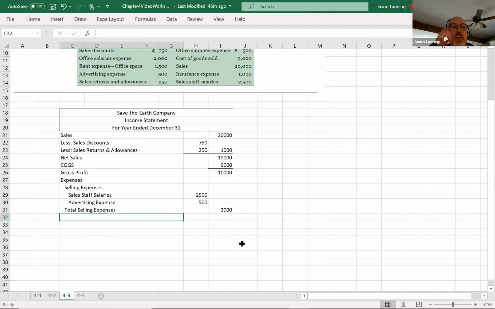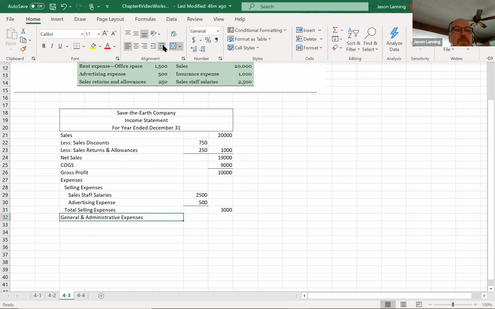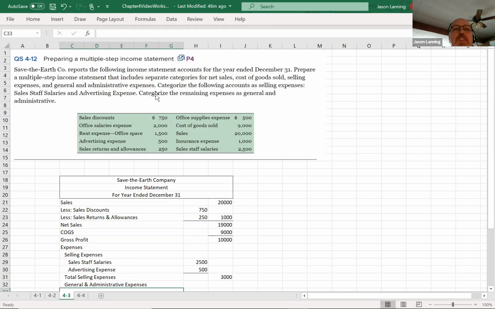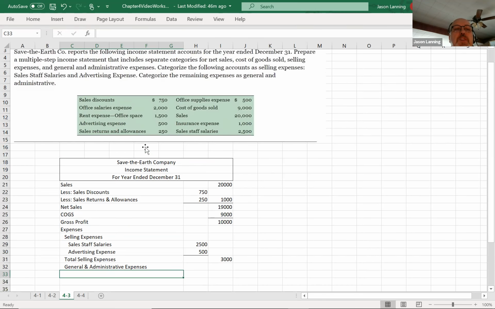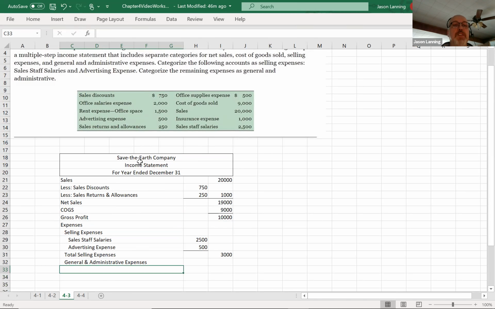Now we had selling and total selling. Now we'll have our general and administrative. So general and administrative expenses are the other part that we have here. In our general and administrative, they tell us the remaining expenses are general and administrative, so anything else that's there. Office salaries expense, I see that already, so we'll put that in there. Office salaries expense, $2,000.